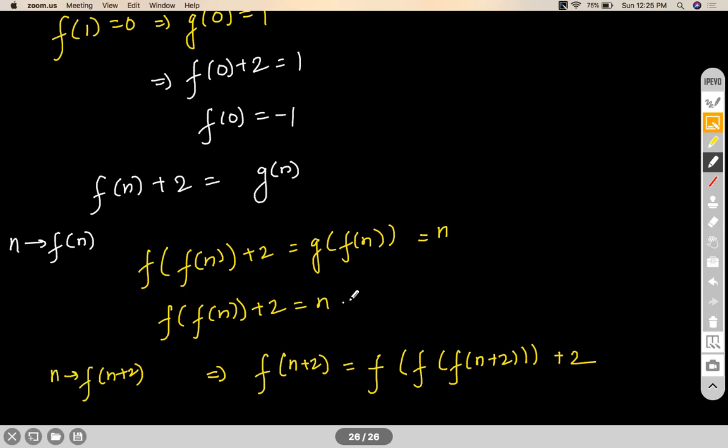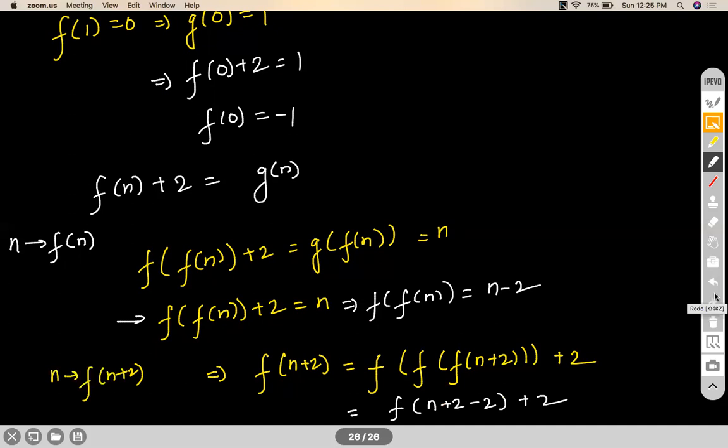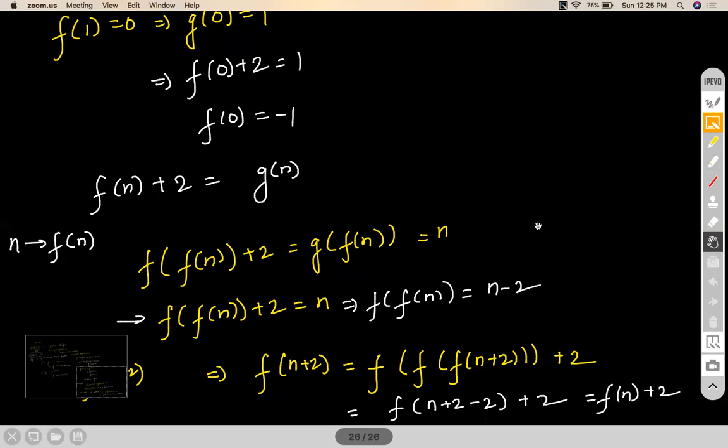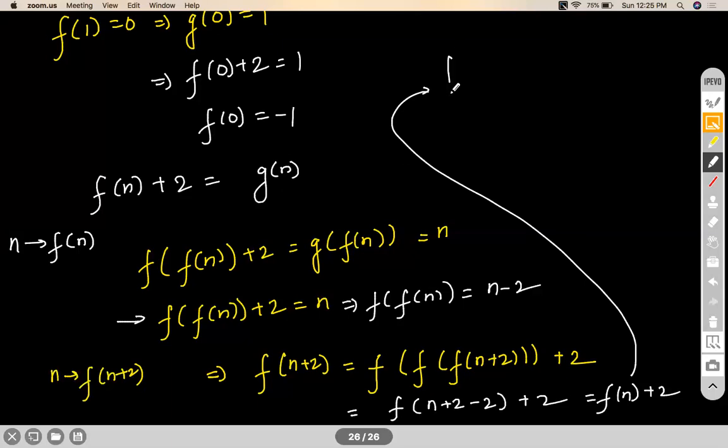Yes, now remember f of n is given to us as n minus 2 from this equation. So can I write this term on the right hand side as f of n plus 2 minus 2 plus 2? Correct me if I'm wrong. That is nothing but f of n plus 2. So what does it mean? It means f of n plus 2 is equal to f of n plus 2.